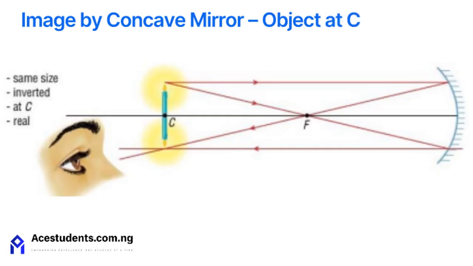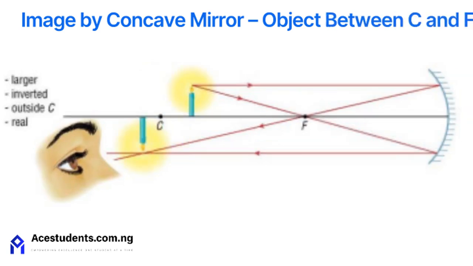If the object is positioned exactly at the center of curvature, the image is also formed at that point. This image is real and inverted, just like in the previous case. However, the image has the same size as the object. This scenario is ideal for demonstrating symmetry in spherical mirrors. It's a clear example of how image position matches object position.